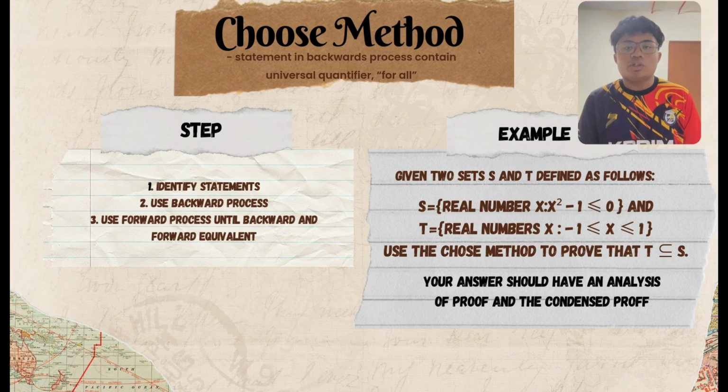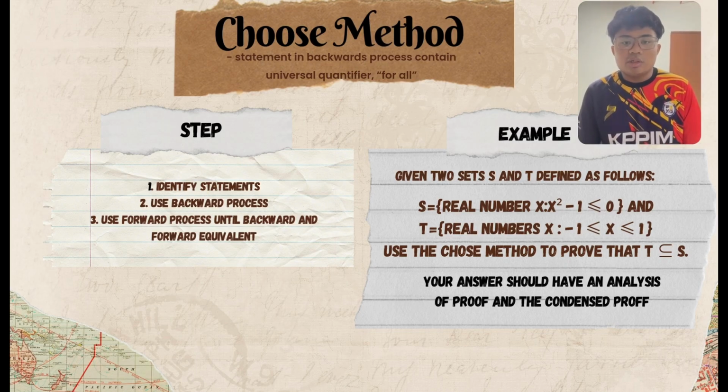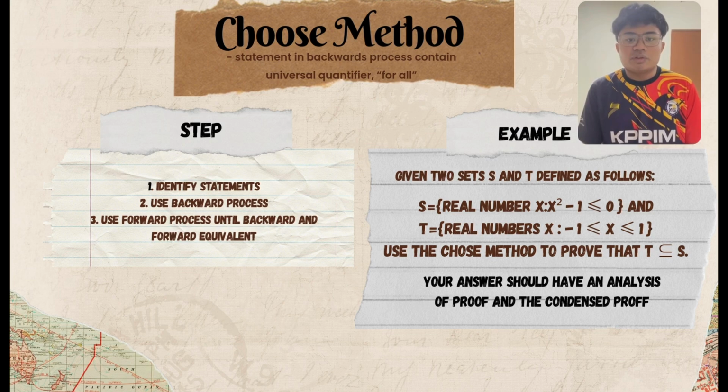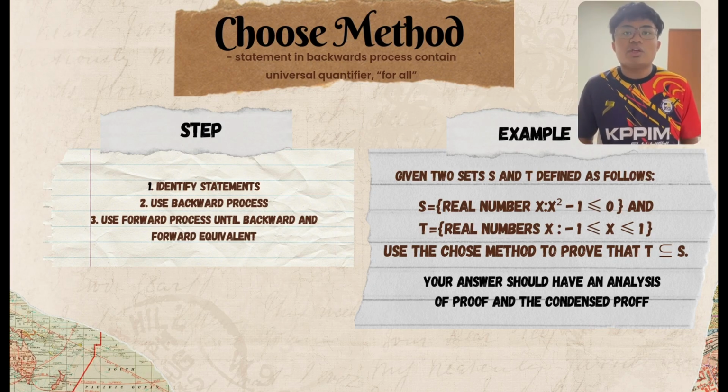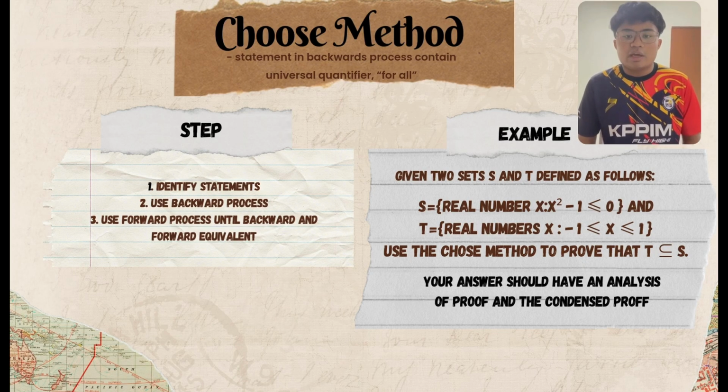So now we move on to the choose method. The statement in the backward process contains a universal quantifier like for all. The steps are: first, identify the statement. Second, use the backward process. Third, use the forward process until the backward and forward processes are equivalent. For example, given two sets S and T defined as follows. S equals the set of real numbers x such that x squared minus 1 is less than or equal to 0, and T equals the set of real numbers x such that negative 1 is less than or equal to x less than or equal to 1.